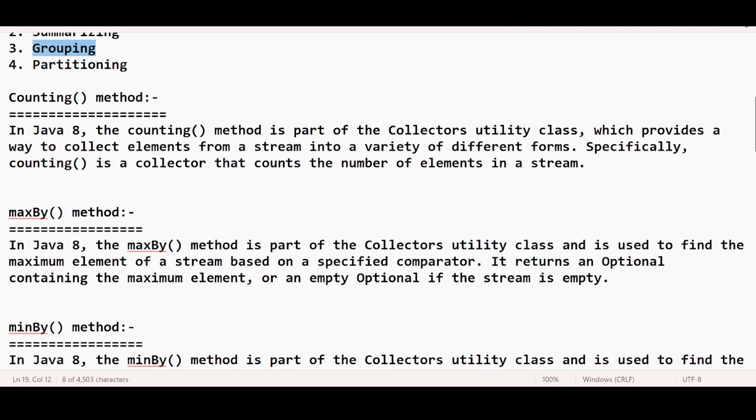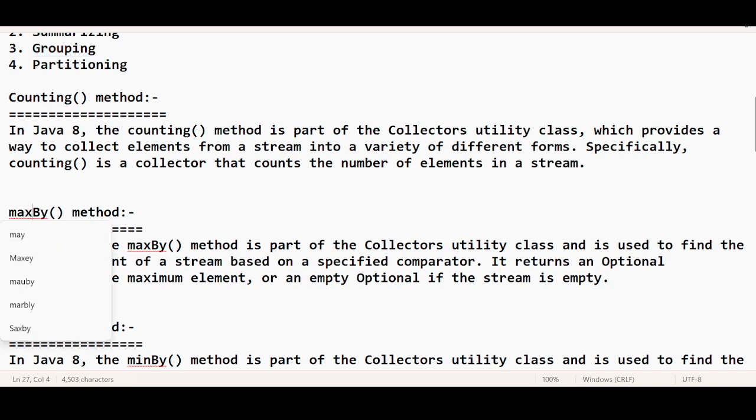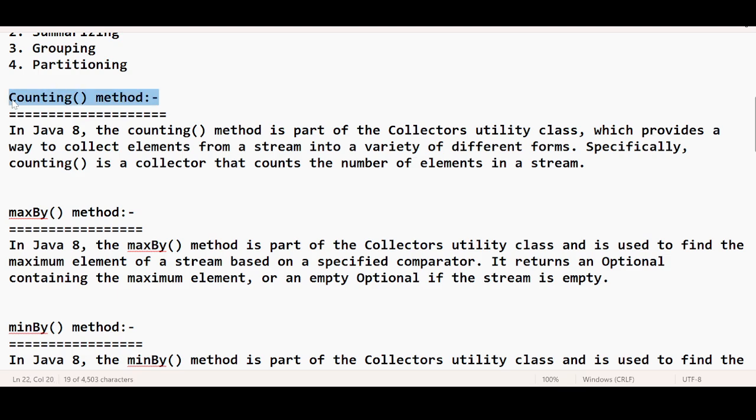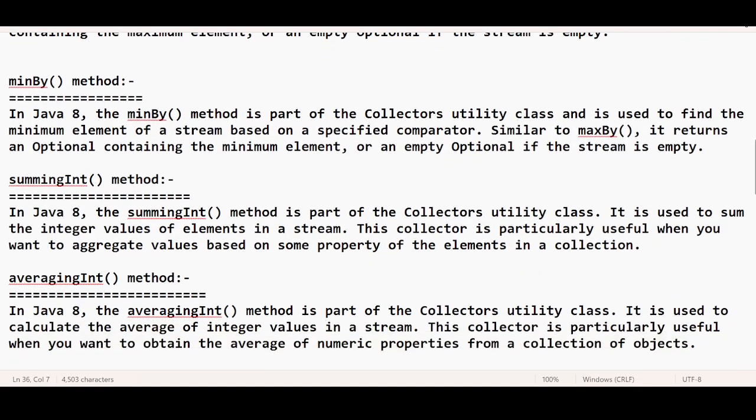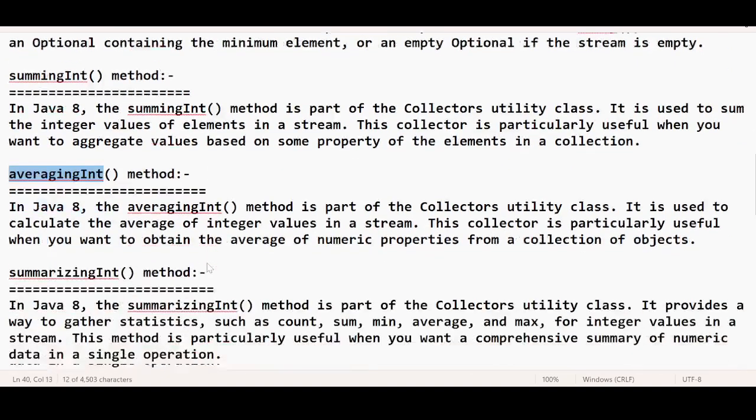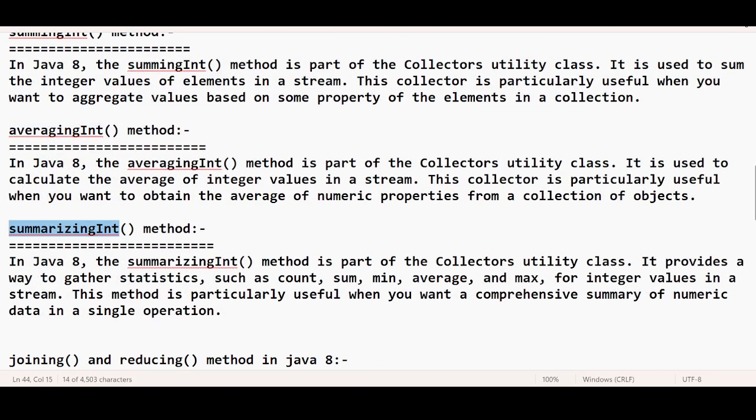In the Collectors class, there are many factory methods like the counting method, maxBy method, and every method has its own importance. So depending upon the requirement, you are going to use the specific method. summingInt is there, averagingInt is there. And summarizingInt, a very beautiful method, is going to give the data in a complete summarizing format, right?